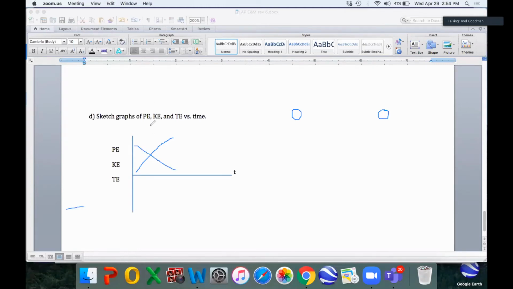Whoa, too many lines. How can that happen? Just do one. Wait, what are we drawing? So potential energy. Is there any potential energy at time 0? So yeah, the potential energy is going to go up. It's going to reach here. Now what? Yeah. Now what? Keep on going.